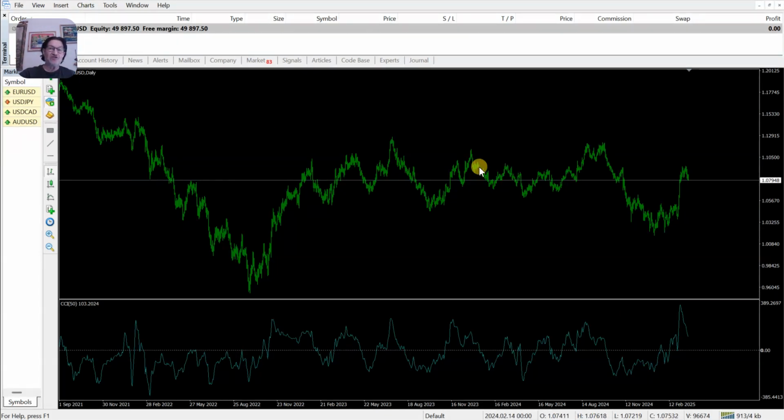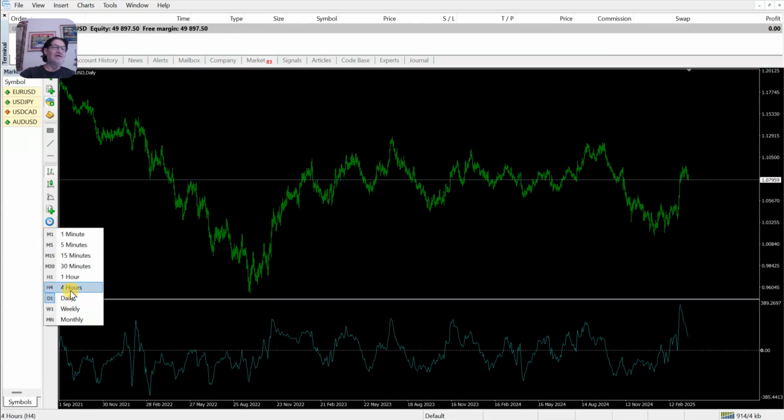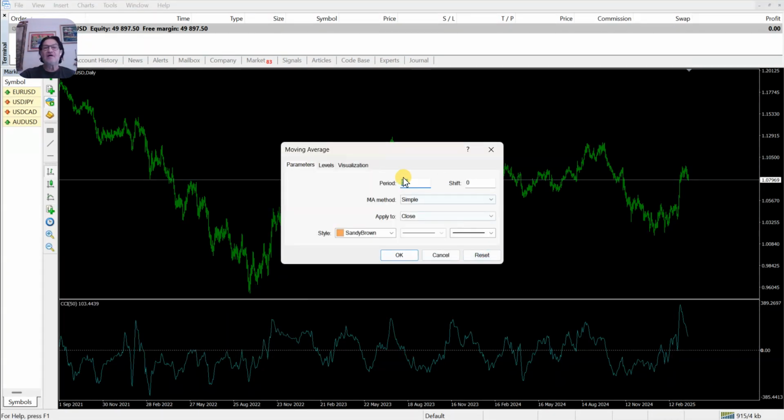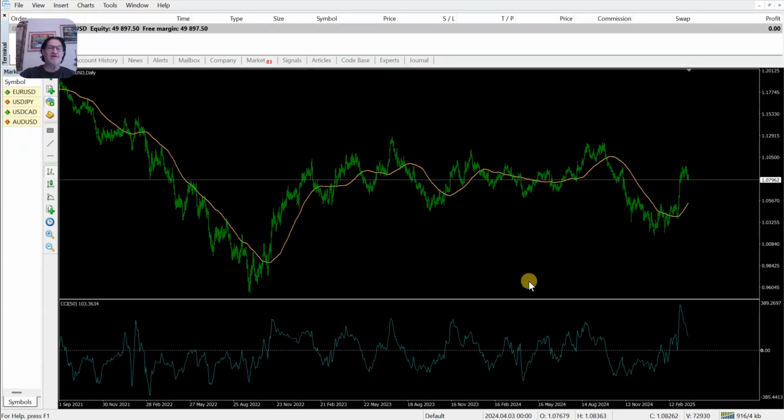Now, for visual aid, I do recommend that you do one more thing to this, making it a little easier to see things, and that is by adding a moving average indicator. The same as the oscillator, it's set to 50, no shift, it's simple, it's close. Take again what color you want, what thickness of line you want, click on OK, there you go.